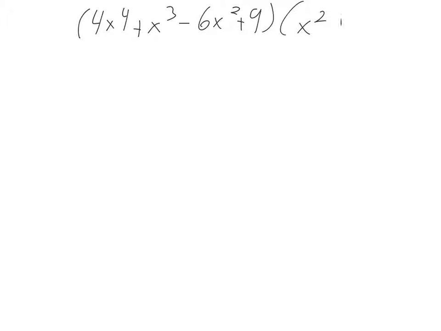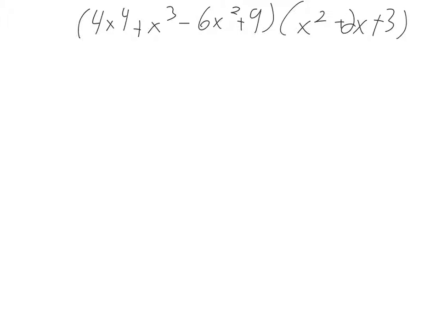And there's your problem. Okay, so here's our last problem, and it is a p dot 3, and what we're doing here is essentially multiplying two polynomials. So we have 4x to the 4th plus x cubed minus 6x squared plus 9, and we're multiplying it by x squared plus 2x plus 3.